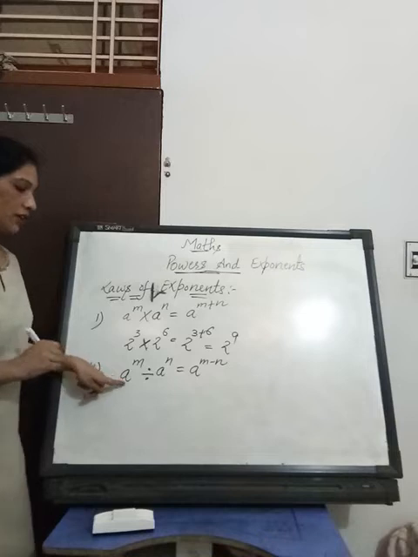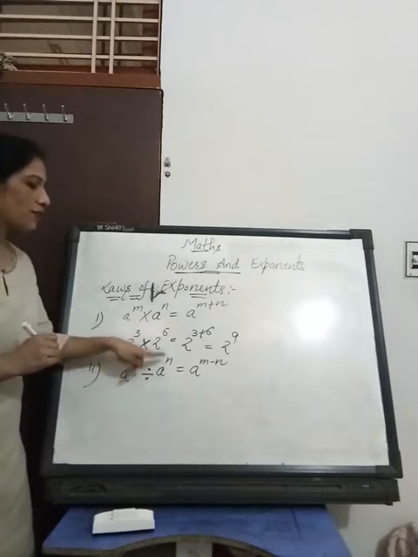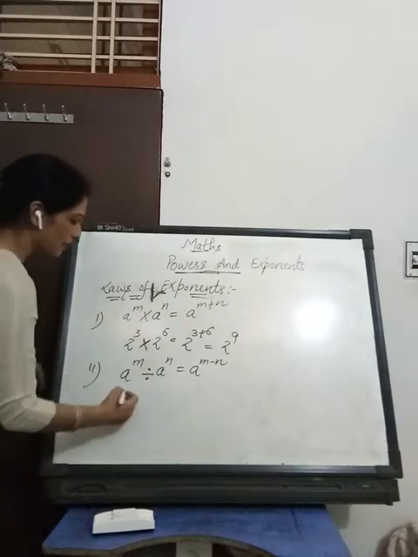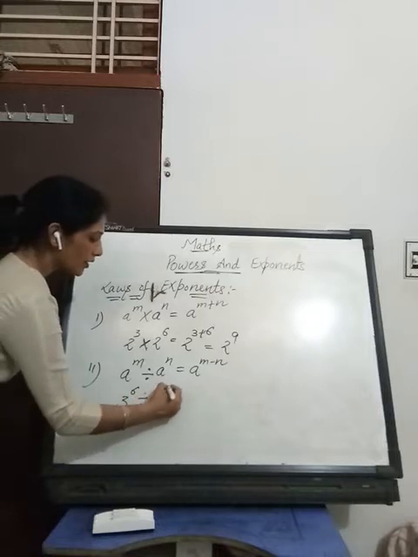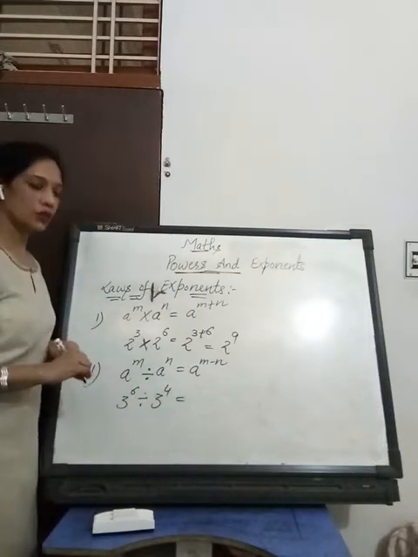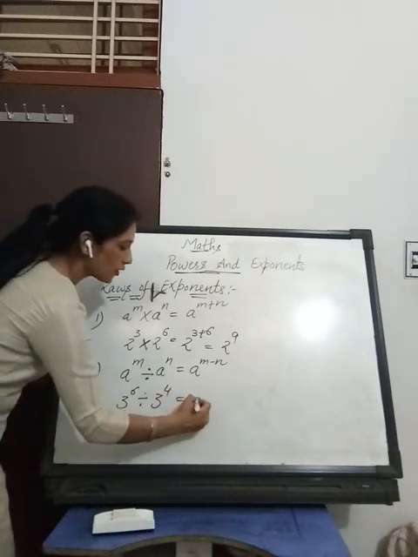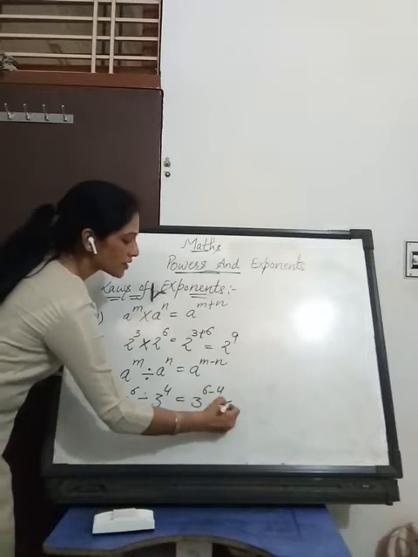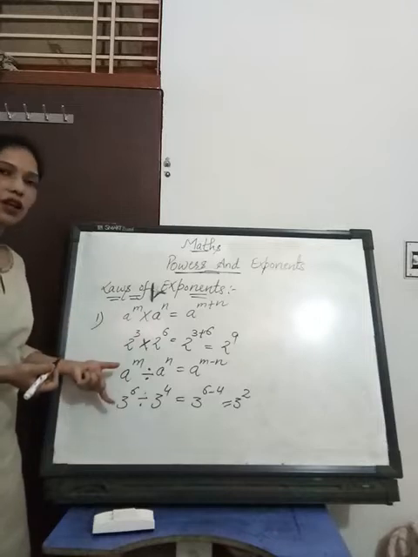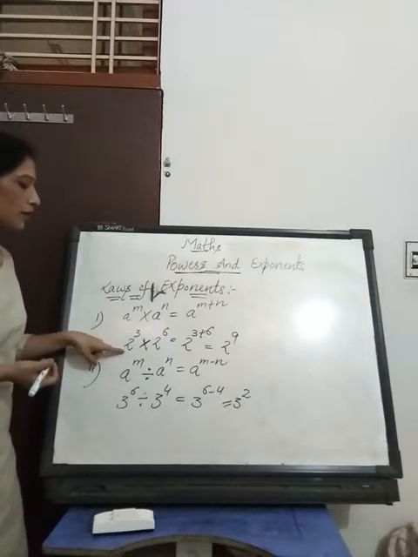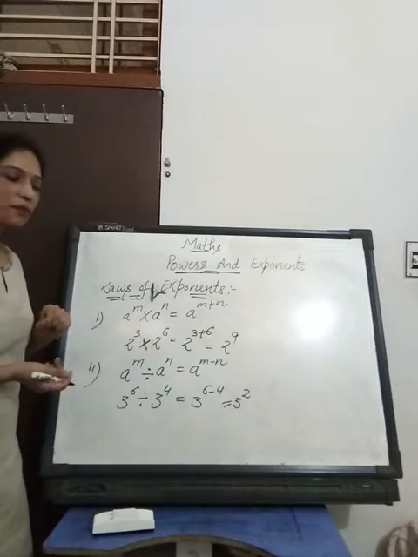Now second law, what is the second law? If base are same and there is a sign of division in between the bases, you have to subtract the powers. For example, we have question 3 raised to power 6 divided by 3 raised to power 4. How will you solve this question? Base are same, there is a sign of division, so you will subtract the powers and your answer will be 3 raised to power 2. Clear to you all? What is in law number 1? Base are same and there is a sign of multiplication, you will add the powers.